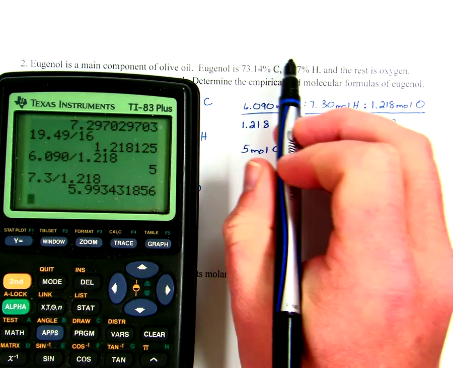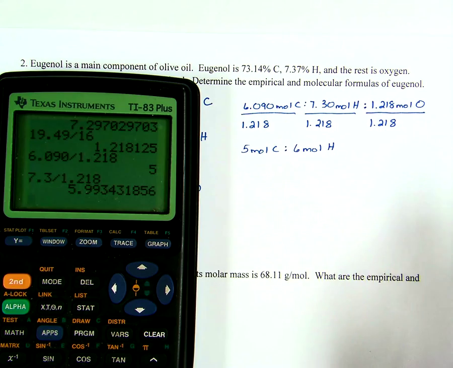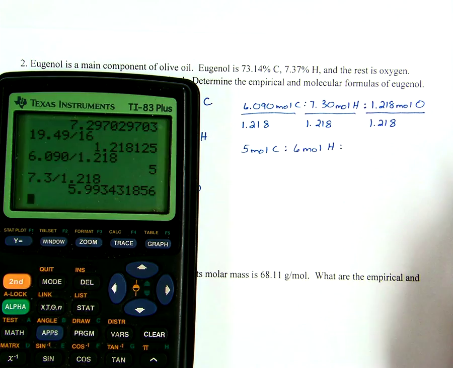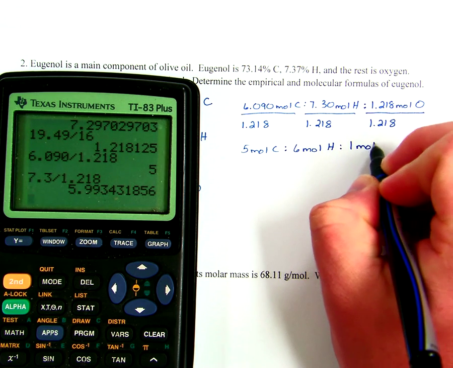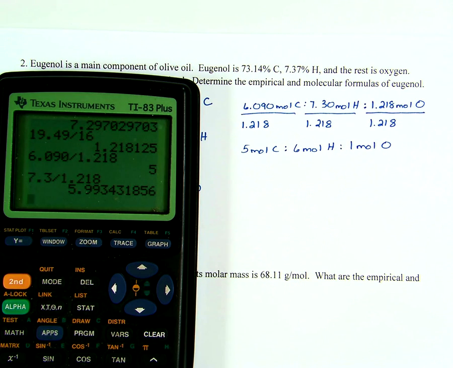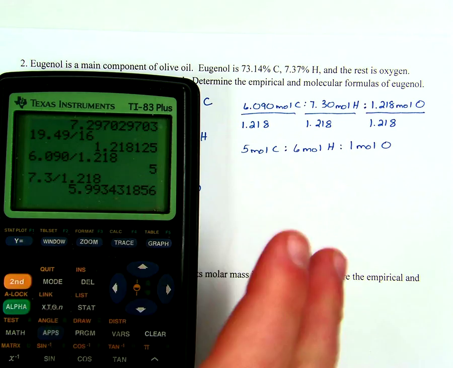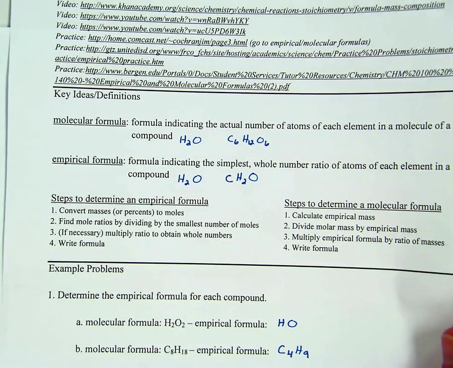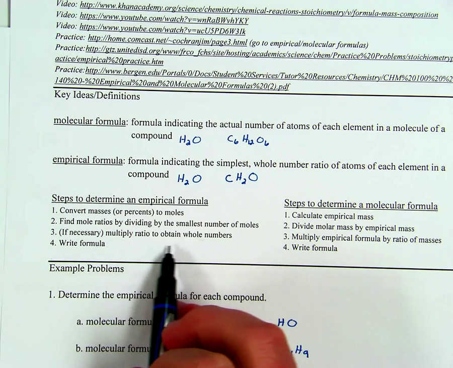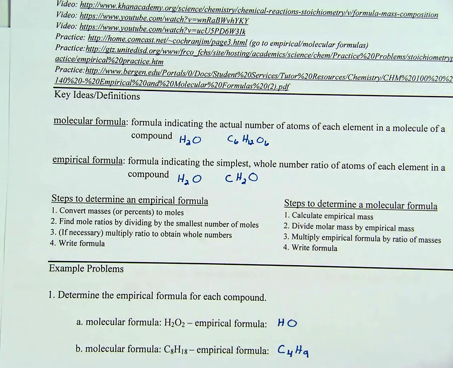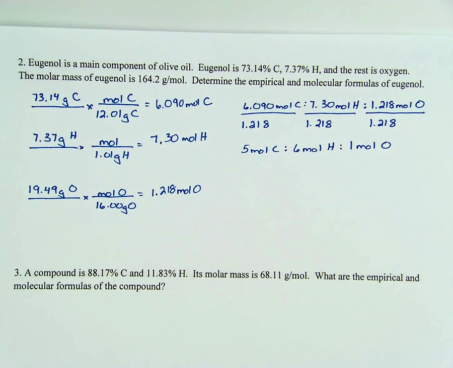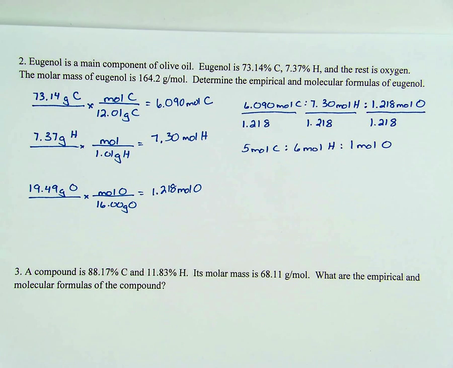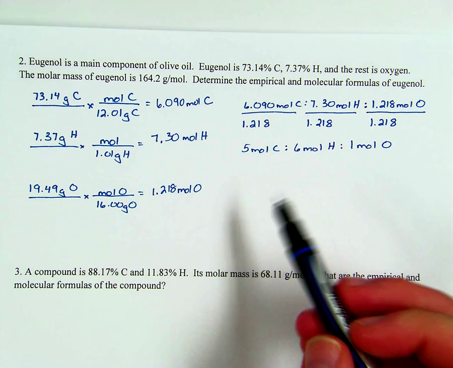So that's 5 moles of carbon to 6 moles of hydrogen, and then obviously anything divided by itself is 1, so that is 1 mole of oxygen. Okay, so we've done step 2. Step 3: if necessary, multiply the ratio to obtain whole numbers. If I look at the ratio that we wrote, these are all whole numbers, so I don't need to do anything there. In our next example, we'll see a case where the division doesn't give all whole numbers, so we will need to do that step.